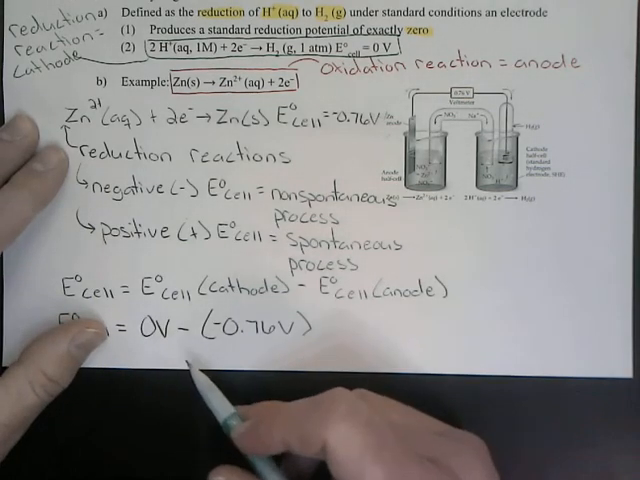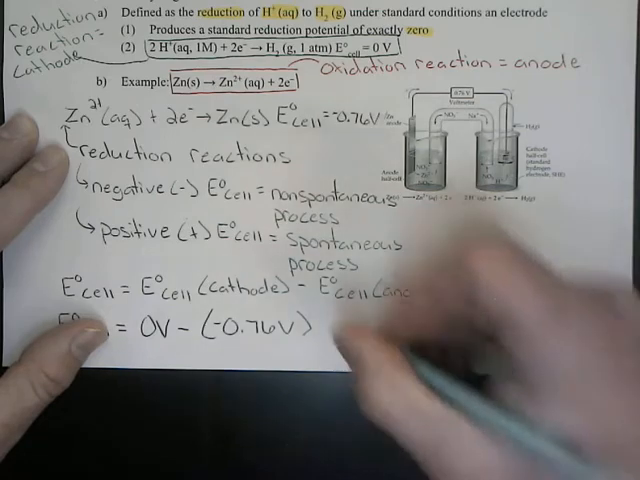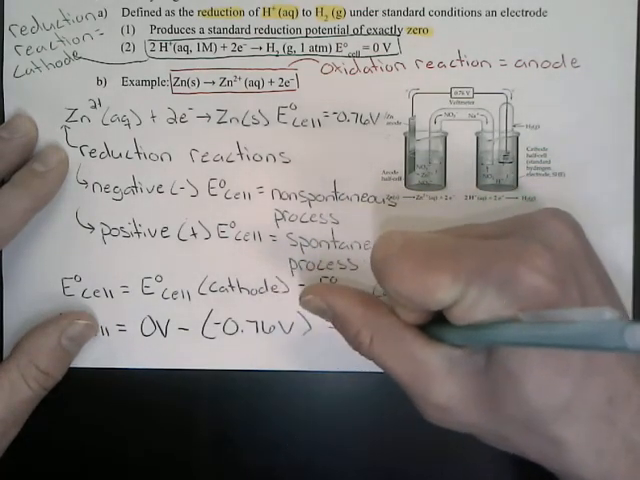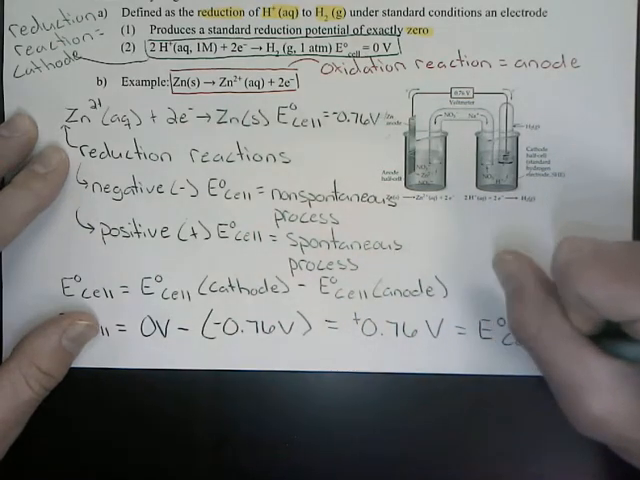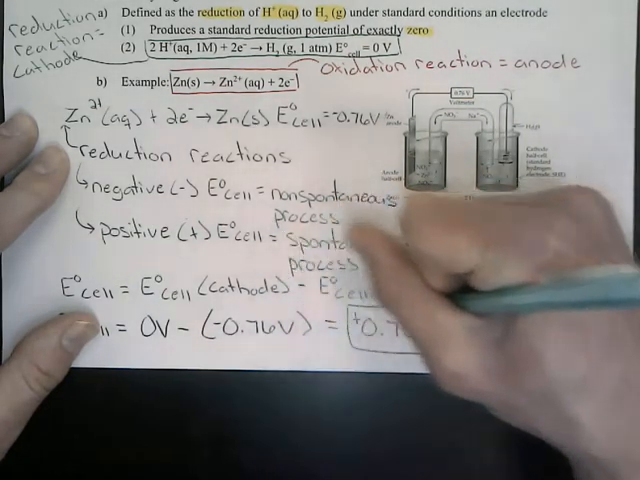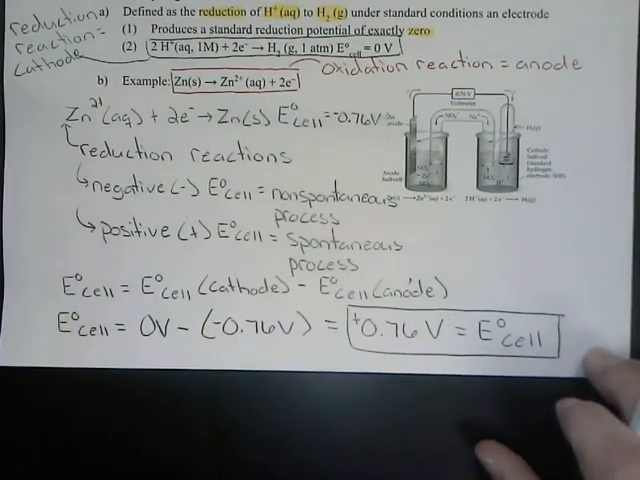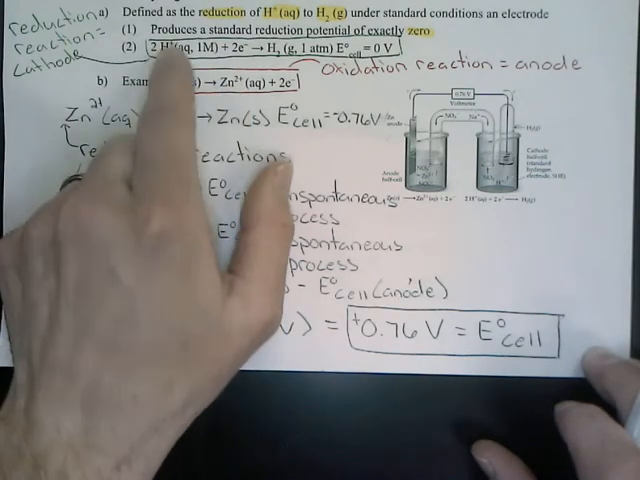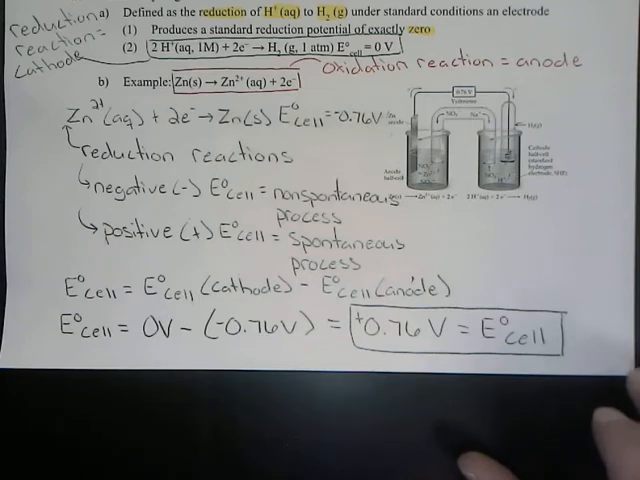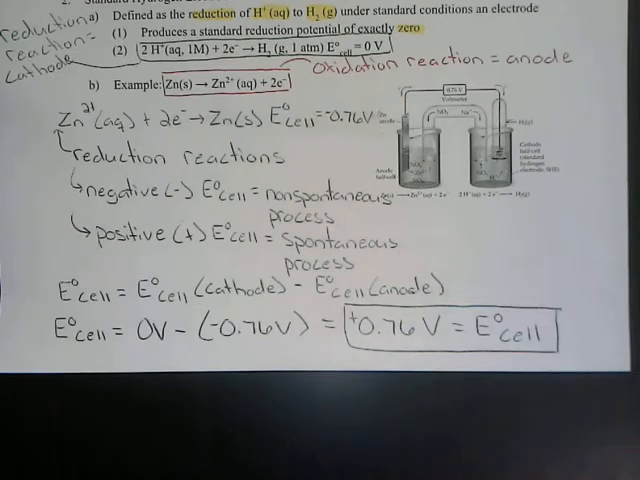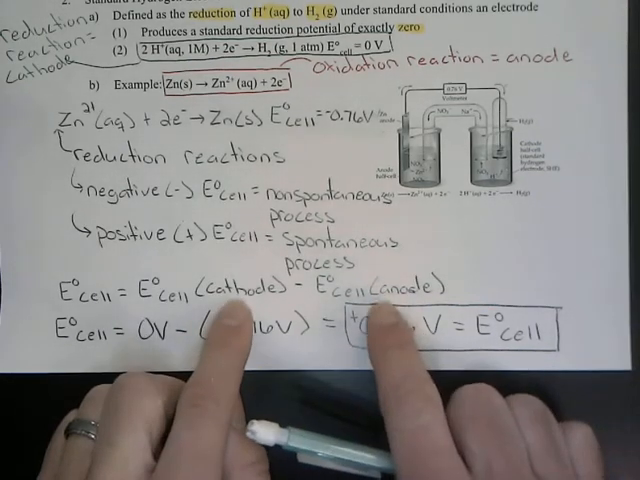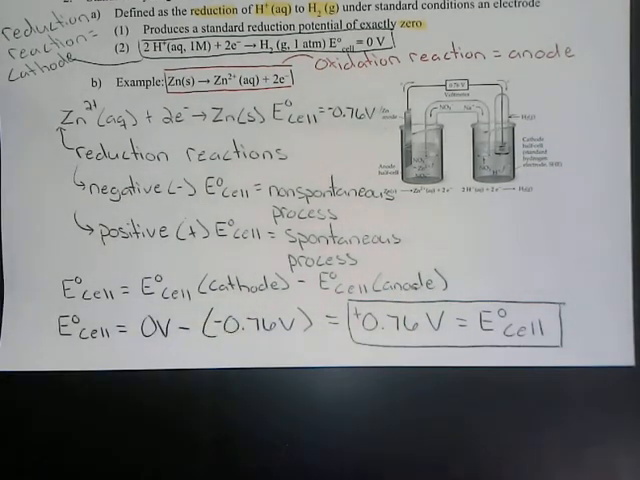Now, if you do that, 0 minus a negative 0.76, that is where we get the positive 0.76 volts equal to our standard cell potential of the overall reaction, with the oxidation of zinc to Zn2+ using that standard hydrogen potential. So again, we're going to see this cathode minus anode. The big thing is identifying what is the oxidation half reaction and what is the reduction half reaction, because that will ultimately tell us the cathode and anode. And hey, once you have these values in there, then you can move right along.